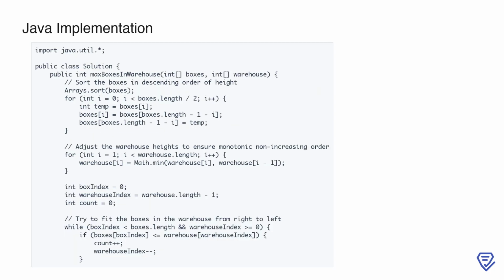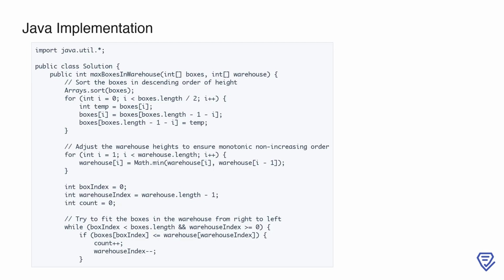Here, we start by sorting the boxes in descending order of their heights. This ensures that we attempt to place the largest boxes first, which helps maximize the utilization of the warehouse space. Since Java's built-in Arrays.sort method sorts in ascending order by default, we manually reverse the array after sorting by swapping elements from the start and end.